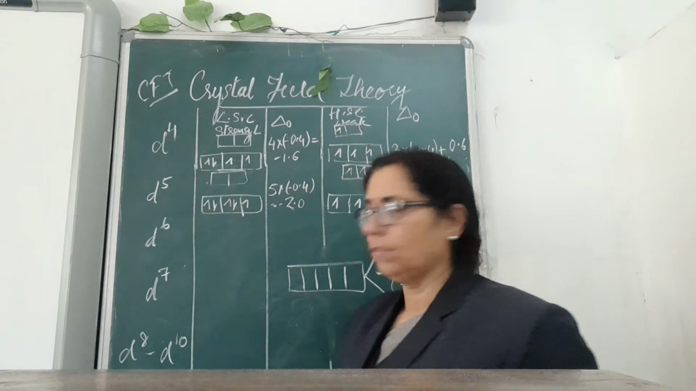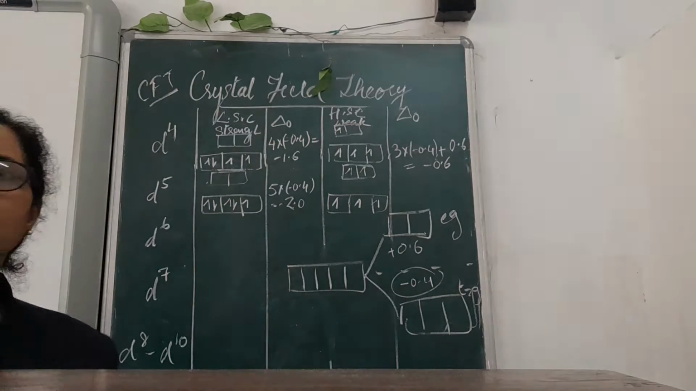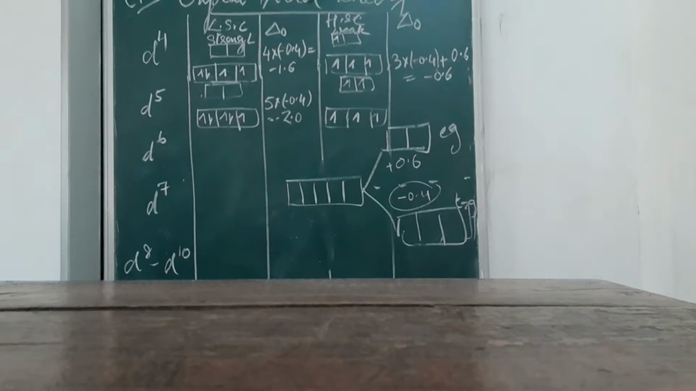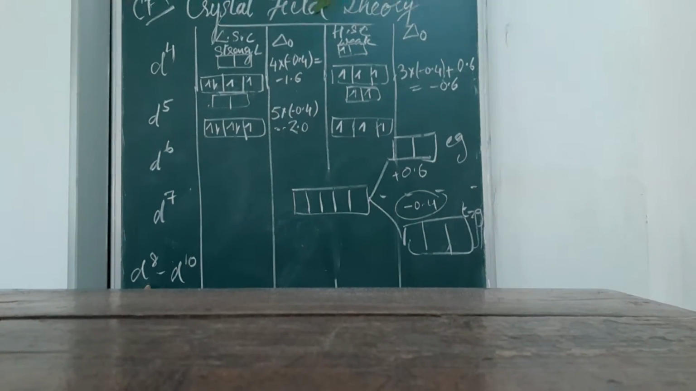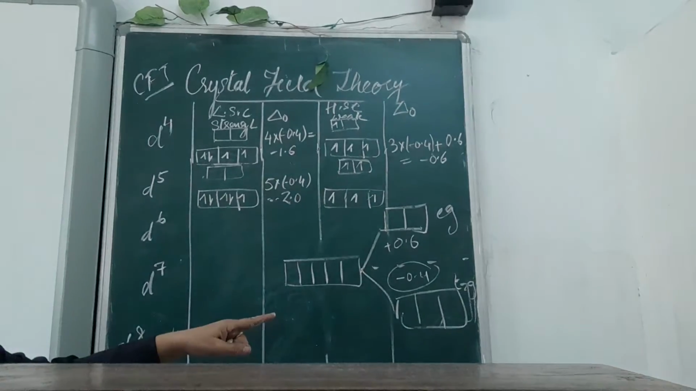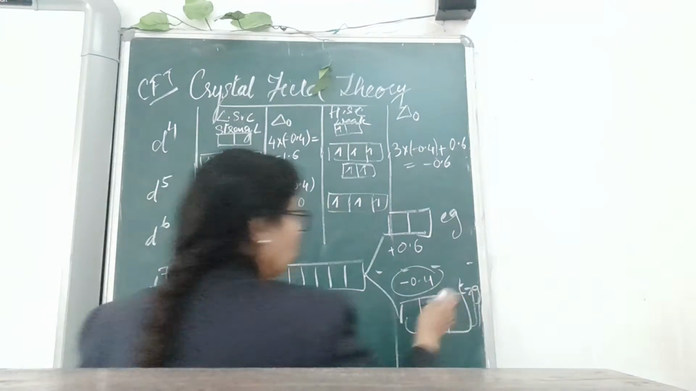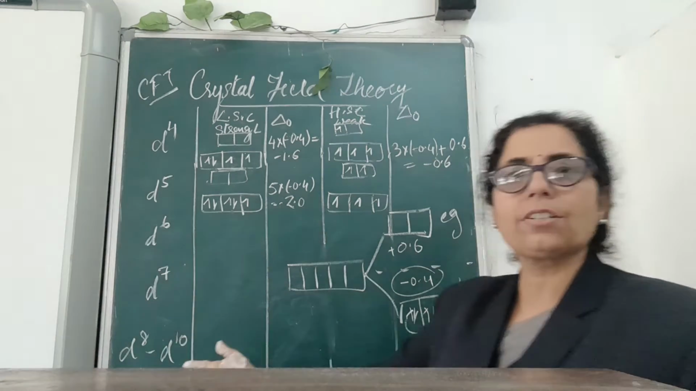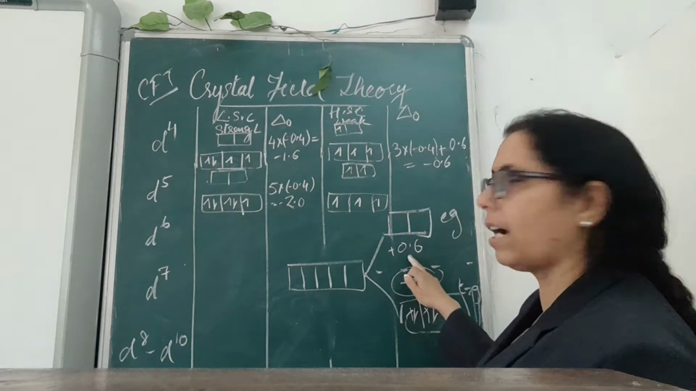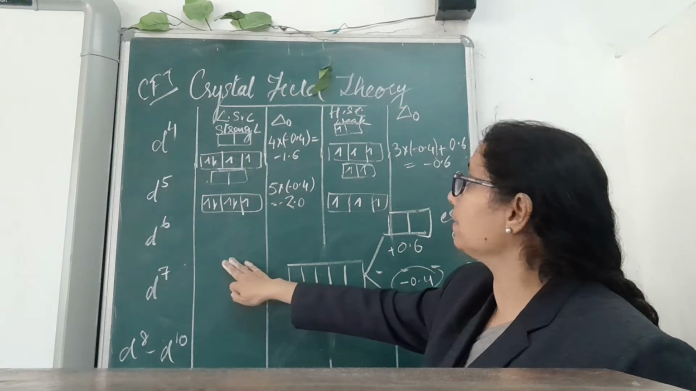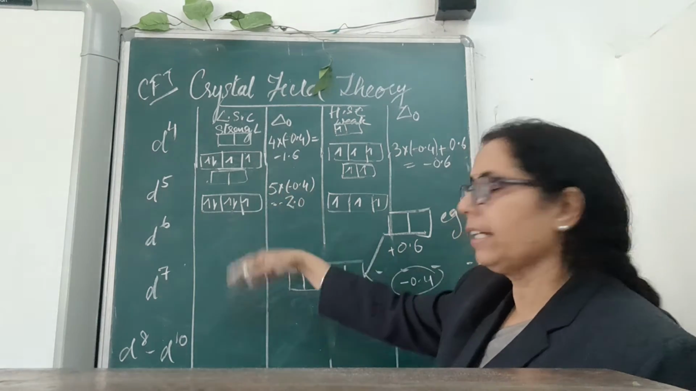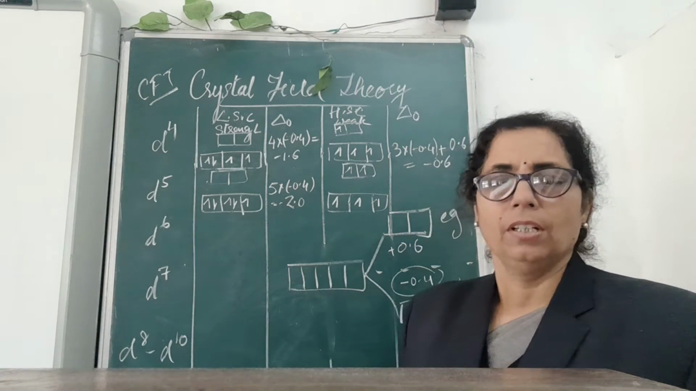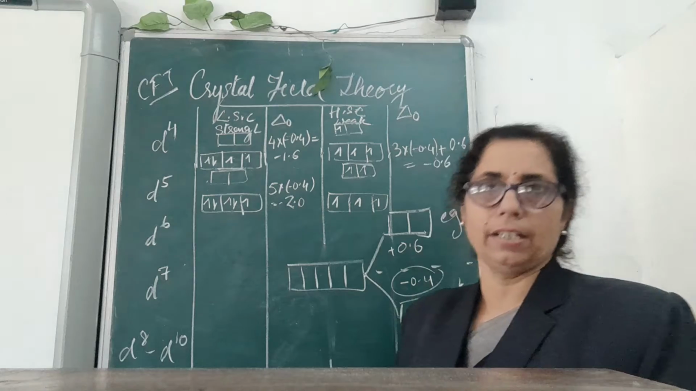But for d8, what happens from d8 to d10? You can see, children, from d8 to d10 the configuration is almost the same. The T2G, the lower energy level, will be totally filled, that is, it has been paired also. Now the extra electron, the 8th electron, will ultimately move up to the higher level. The 8th will also start pairing, the 9th will also go up, and the 10th is also going up. This way the electrons can be arranged.